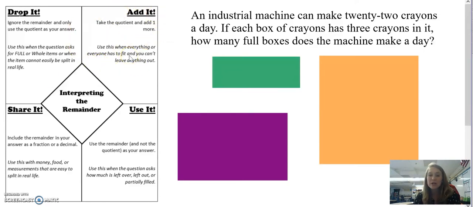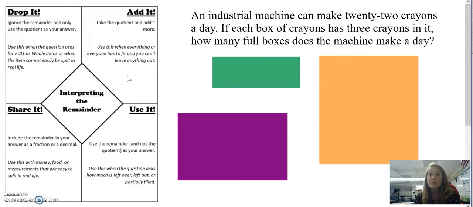You get a remainder, and so you're going to have to add one more to your quotient. You'll do this if you need to make sure that everything fits and you can't leave anything out. Other questions might want you to just share the remainder. In other words, include it in your answer. This is typically what we've been doing in class.